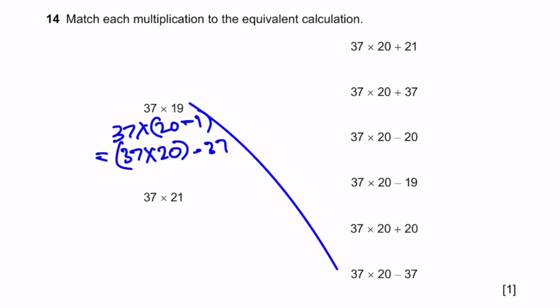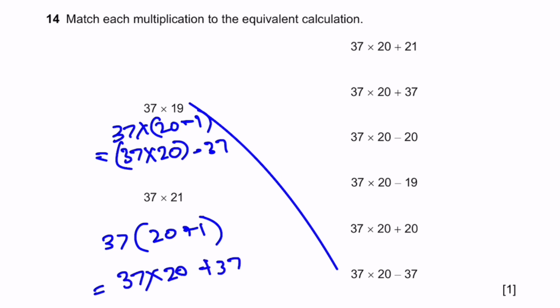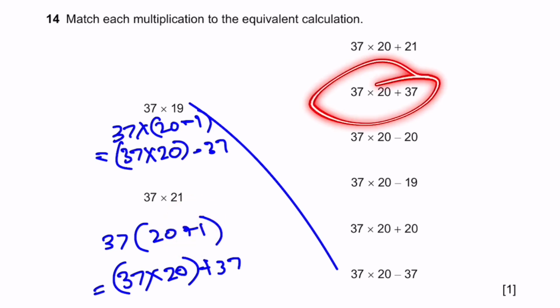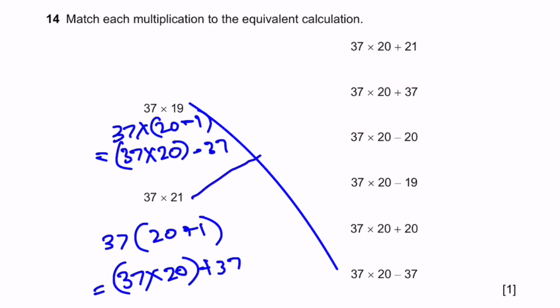Now the second one, which is 37 into 21. Using a similar way, 21 is equal to 20 plus 1. So we can say this is 37 into (20 plus 1). And now multiplying out brackets, 37 into 20 plus 37 this time, because we are adding 1. And do we have an option like that? Right here. So we can draw a line like this, and that's the answer.